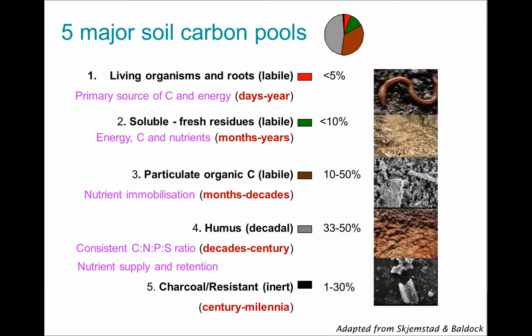So usually in most soils, especially in grazing lands, as much as 30 to 50% of the carbon is in the light fraction, and almost 50% again in the humus fraction. Charcoal can form anywhere up to 30%, but usually it's around 10%.